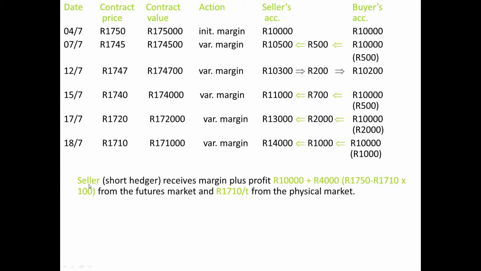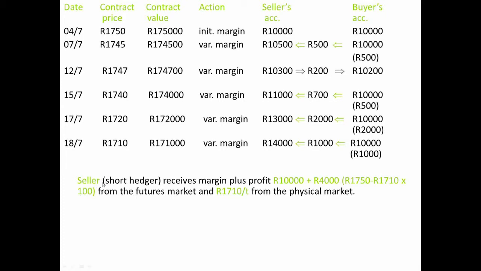So let's look at the seller, who in this case would typically be a farmer who sold a contract. We said that he is naturally long in the cash market. So for him to hedge, he has to take a short position, which is a counterbalancing position to what he has in the cash market.